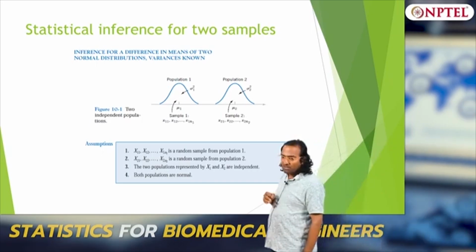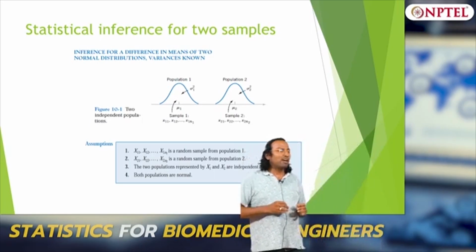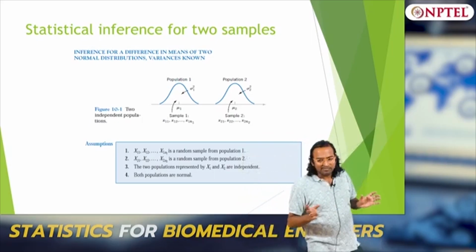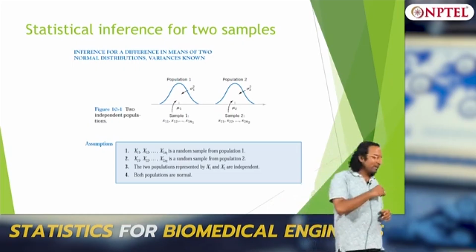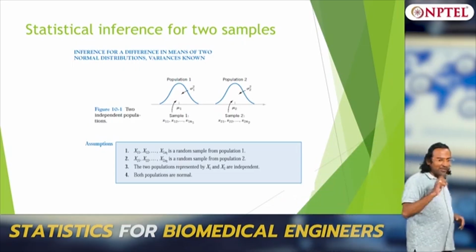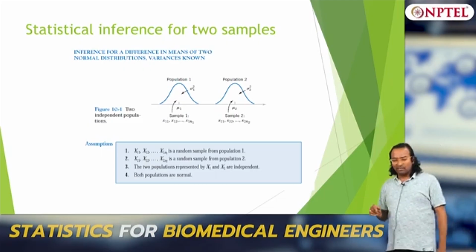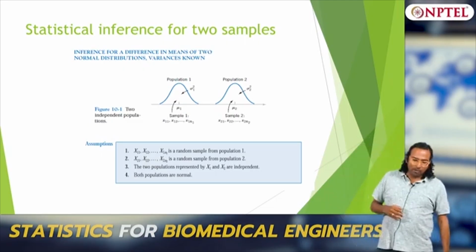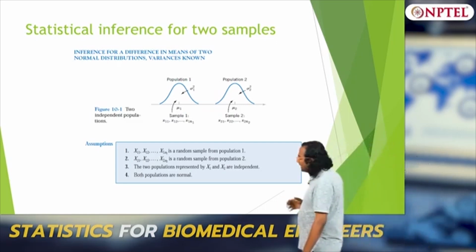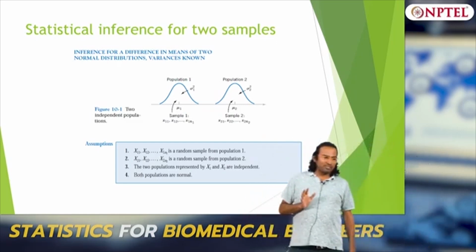So here again we are going to assume that the two populations are independent. The moment it becomes dependent, then things become different. So that will be the next step. Right now we will first assume the two populations are independent, and then we want to perform hypothesis testing.